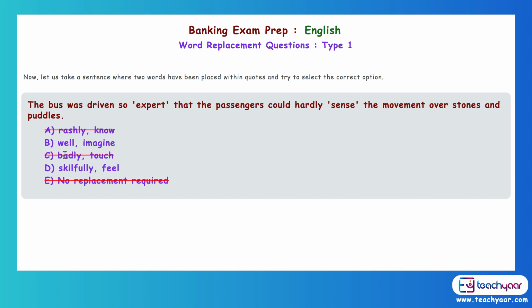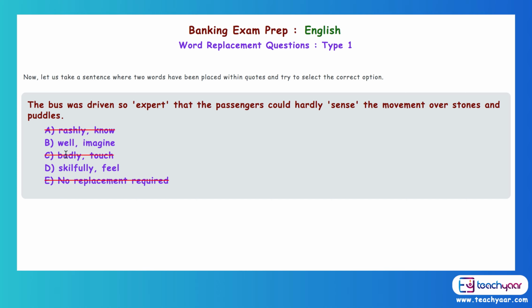So, now out of 4, we have only 2 options left, B and D. First word we have handled, let us move on to the second word. So, the driver was driving so well that the passengers could hardly sense the movement. Because when the bus is moving on the road, there might be stones, there might be puddles, but the passengers could not feel it because it was so smooth. So let us look at words which mean the same as sense. So in option B, what is the second word? Imagine. Now imagine is something very theoretical. When you're going in a bus, you actually feel the motion. You feel the movement. You don't imagine.